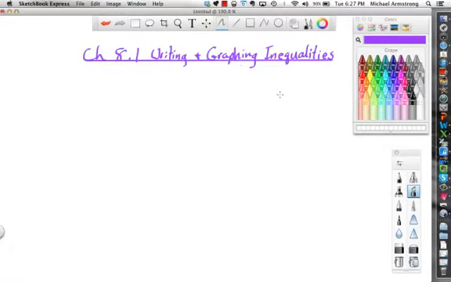Okay, here we are in Chapter 8, and we get to write and graph inequalities. This is kind of a fun thing. Inequalities are things that are not equal or are equal, depending. This is when we use the greater than or the less than sign. And this is greater, and this is less.